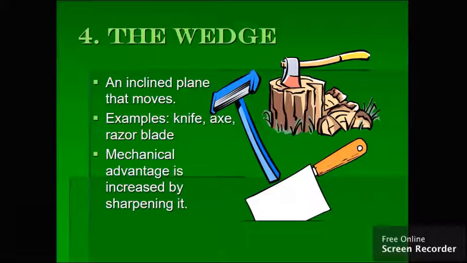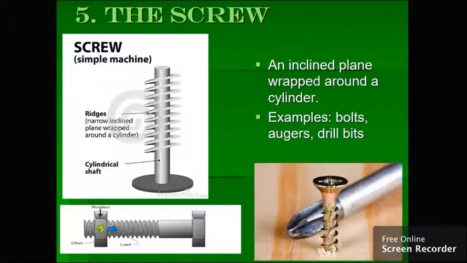Basically, a wedge is an inclined plane that moves. The classic example there is the axe. Now, if you sharpen the axe, then you can make a razor blade or a knife. And the trick of it is the sharper the edge, the easier the work is to do. And that is short and sweet, and we'll leave it at that.